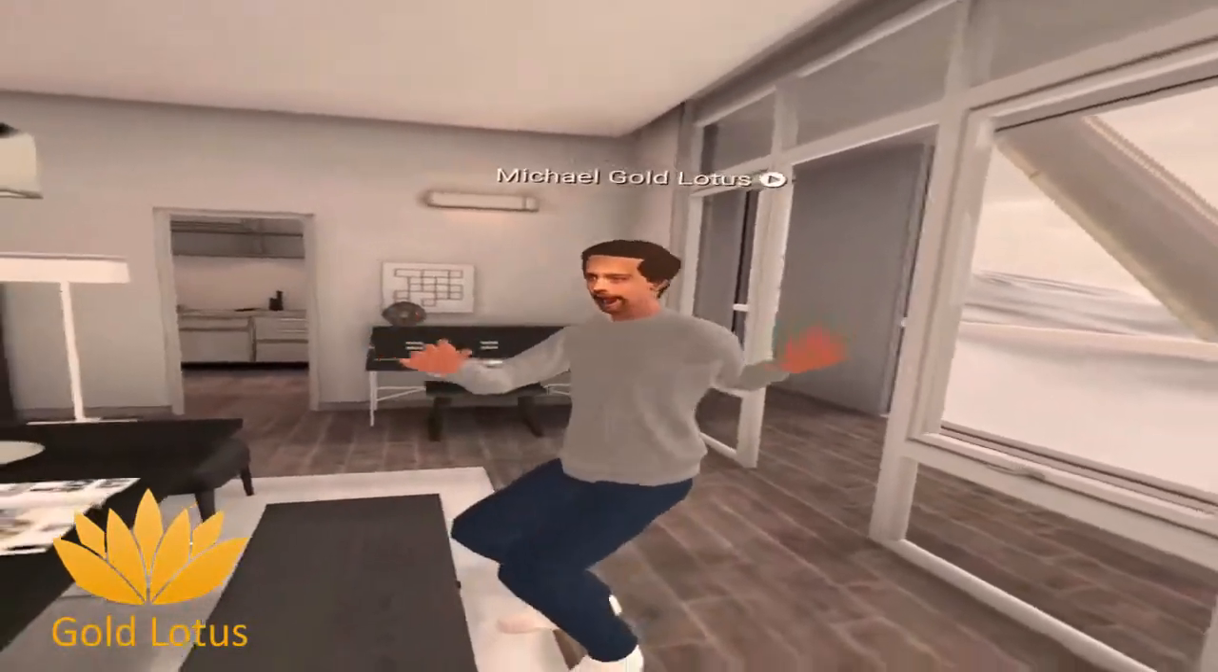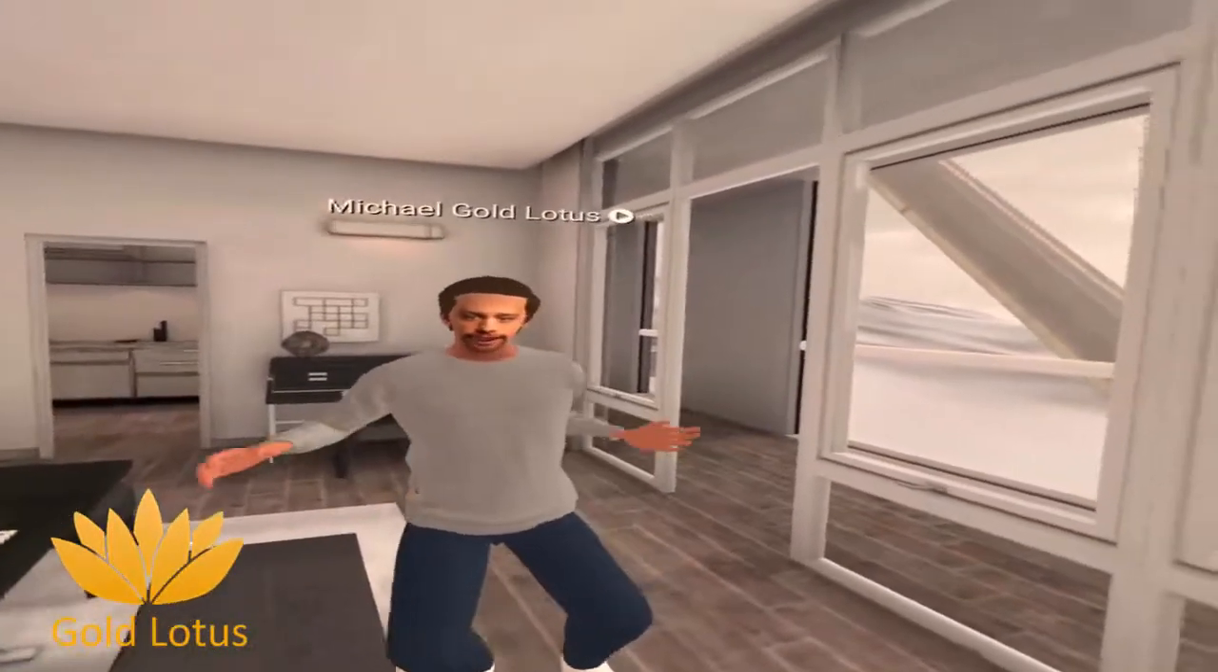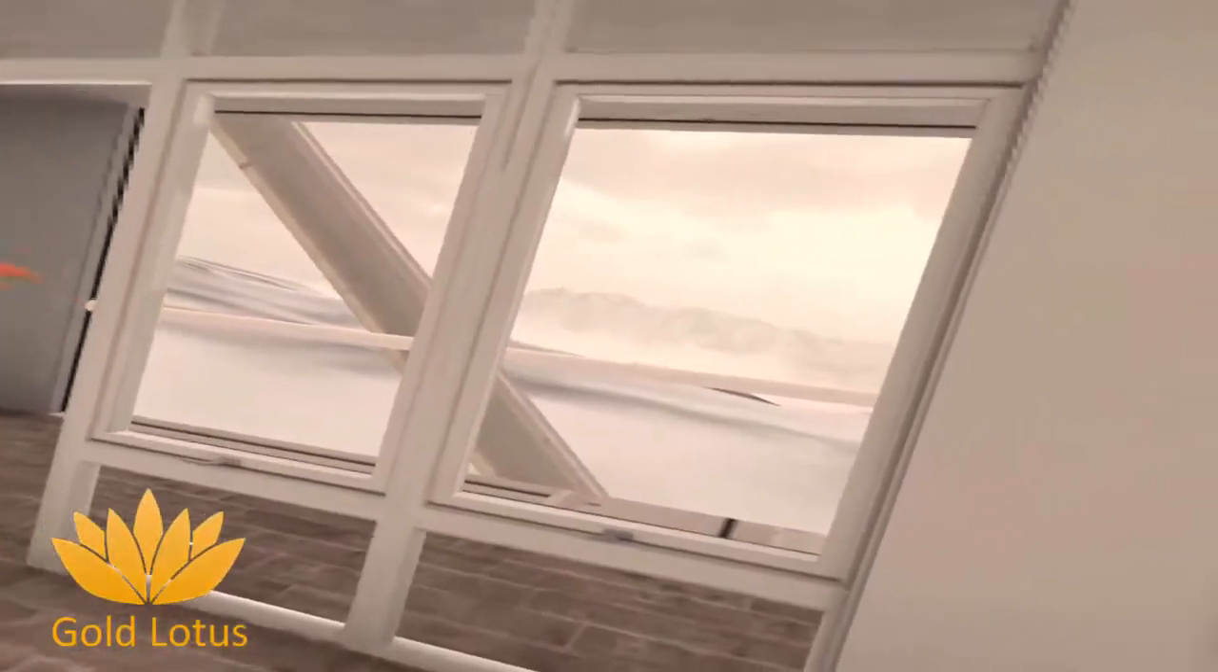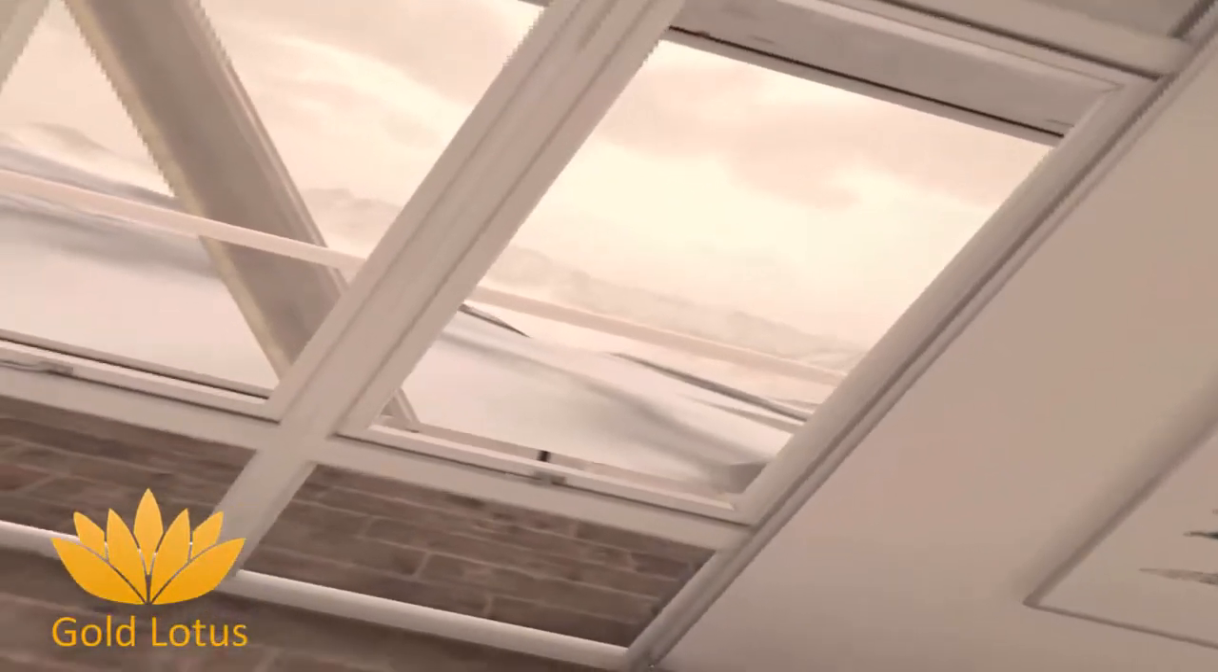Now, you are in my beautiful, fresh, clean, modern apartment here. Look out of the window. Can you see those mountains? Isn't this a beautiful property?